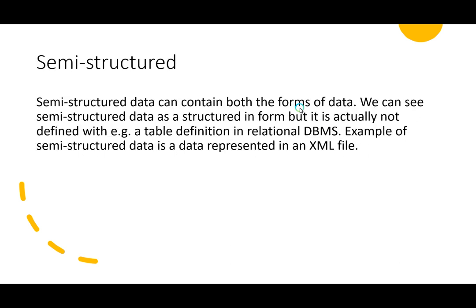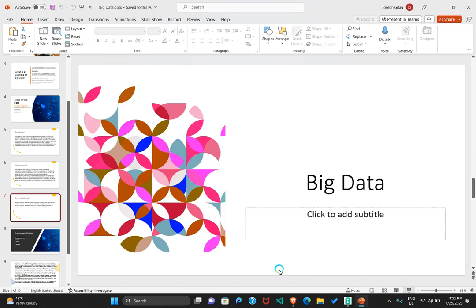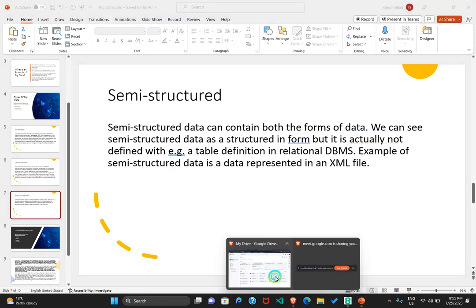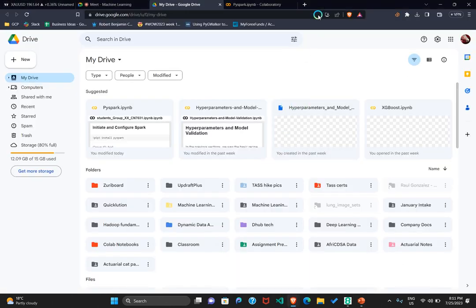Then we have semi-structured data, which can contain both forms of data. We can see semi-structured data as structured in form, but not actually defined with a table, for example. An example of semi-structured data is data represented in an XML file. So we can check an XML file example and see how it looks.